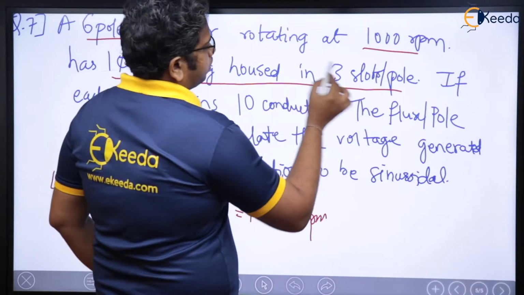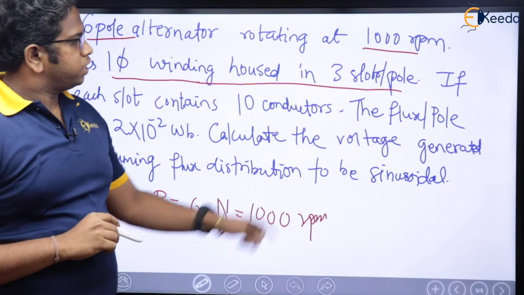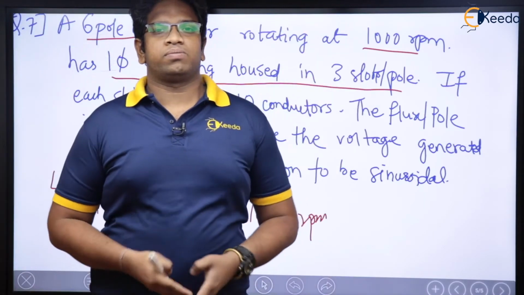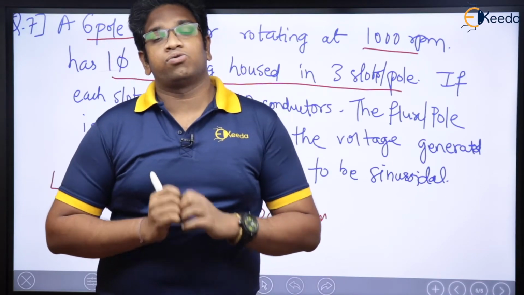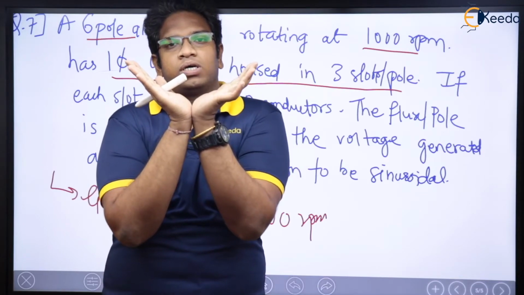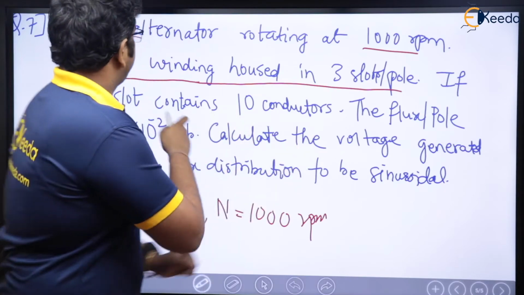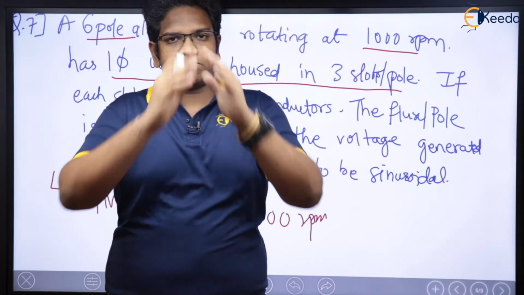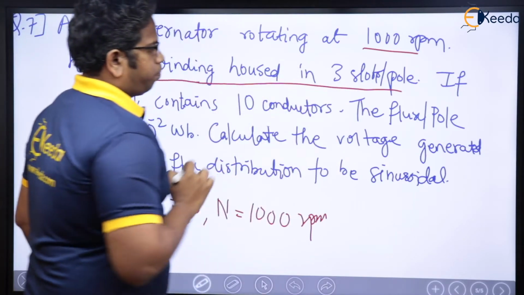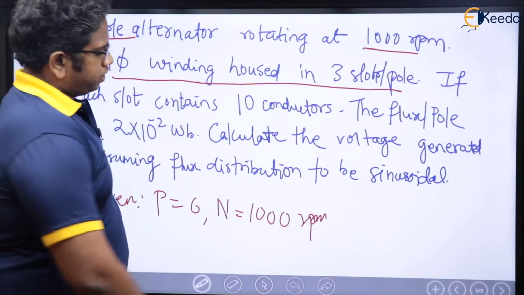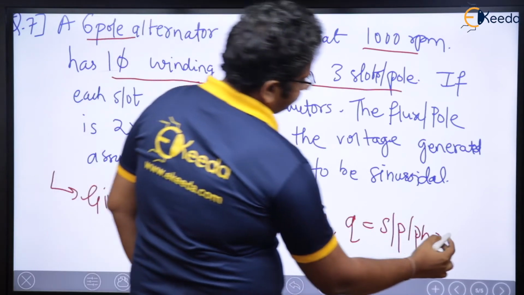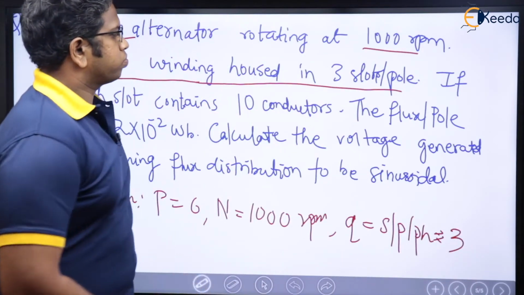Which means, do you think that this 3 is going to be slots per pole per phase? Because 3 slots per pole will have one phase. See here, total slots per pole per phase. But now what are they saying? 3 slots per pole is having single phase only, which means total slots per pole per phase is going to be 3. I hope you have understood the point, because in 3 slots per pole, you are going to have one winding only. Which means what is Q? Q is given as slots per pole per phase. It is equal to what from the given data? 3.